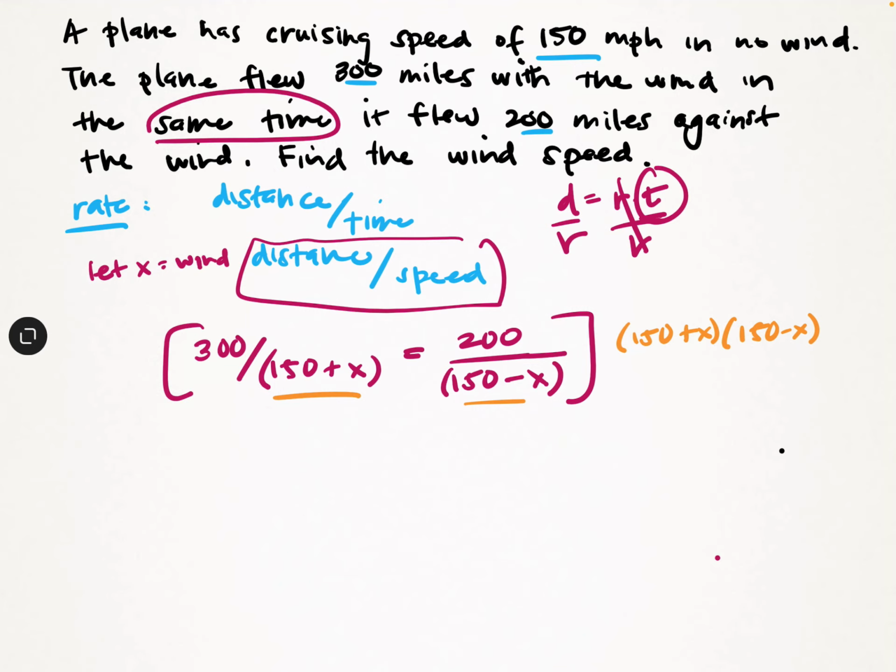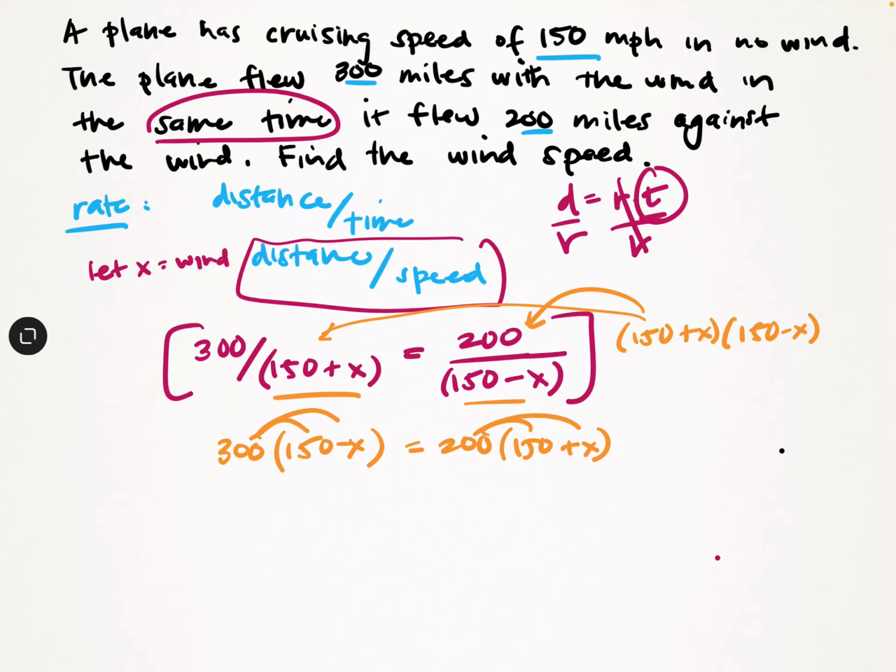And then when we multiply the first part, the left-hand side, we get 300. The 150 plus x is going to cancel. We're going to have 150 minus x still. When we multiply the second part, the 150 minus x is going to cancel, so we'd have the 150 plus x. And then from here, all we got to do is distribute.